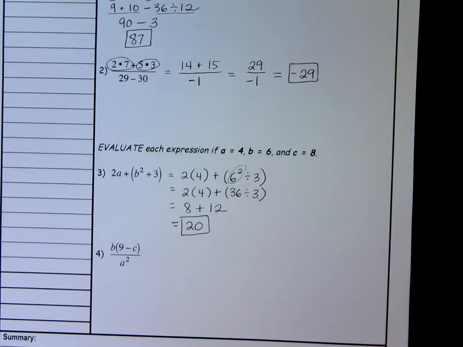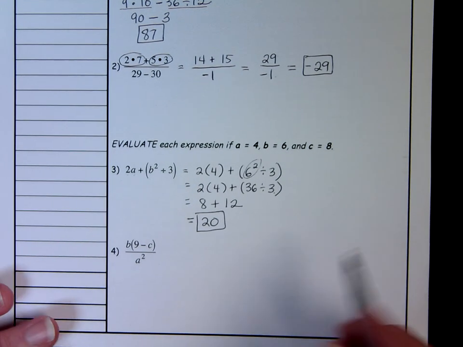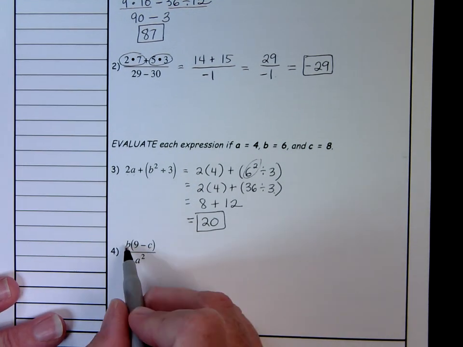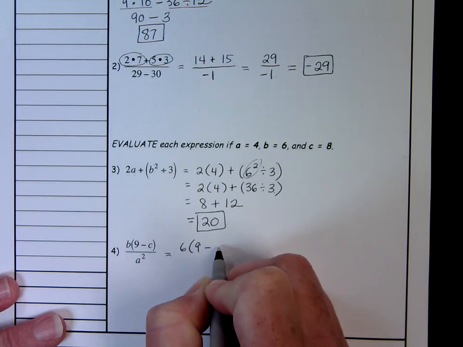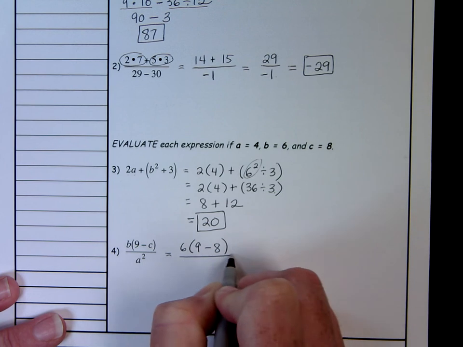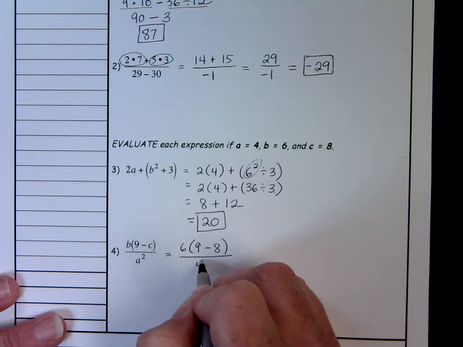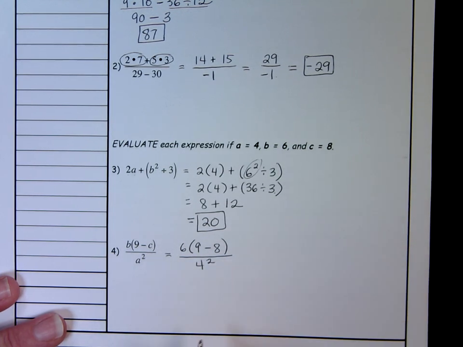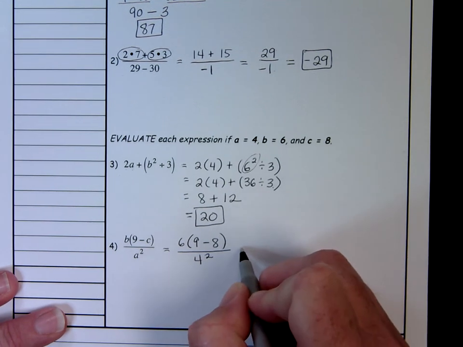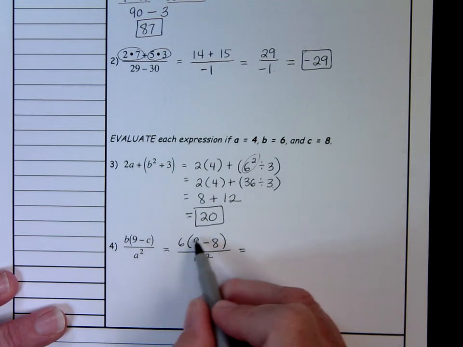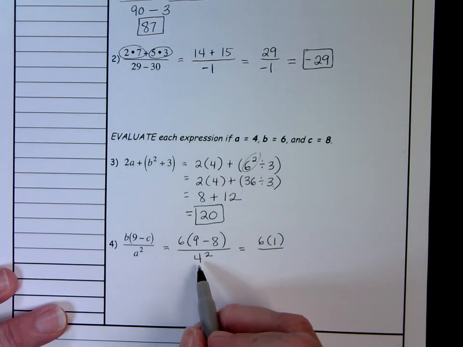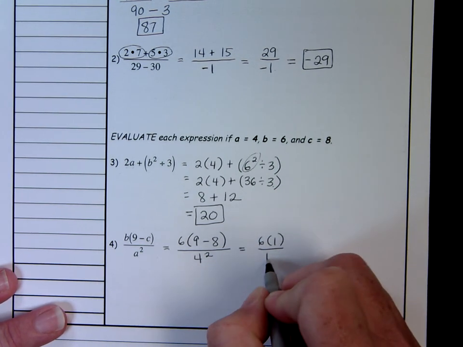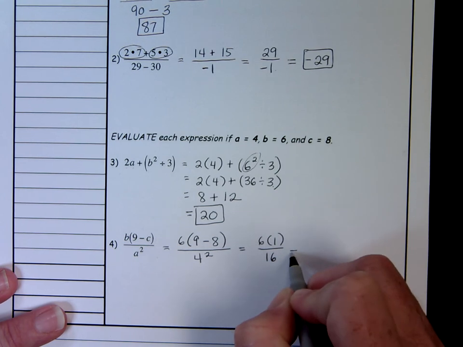And then number 4, another fraction. Replace the variables with the given values. B is 6 times 9 minus c, and c is 8, over a squared, so over 4 squared. So in the numerator we have parentheses, 9 minus 8, so 6 times 1. In the denominator, we have exponents. 4 squared is 16. Let's go ahead and multiply the top.